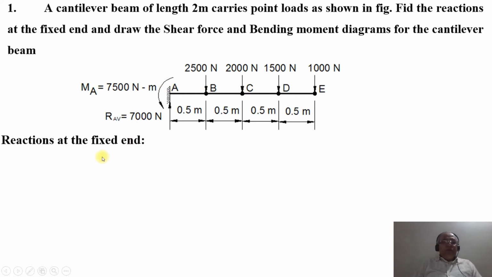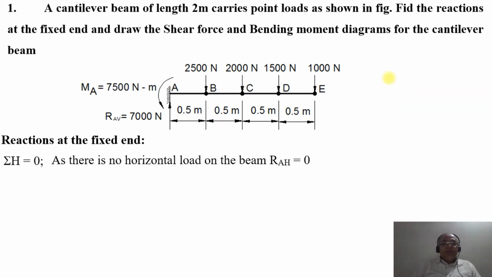Now we will consider that. The first condition is that the sum of the horizontal forces acting on the beam is equal to 0, that is, sigma H is equal to 0. All the loads on the cantilever beam are acting downwards, and there is no horizontal load acting on the beam. So sigma H equals 0, and therefore RAH will be equal to 0.